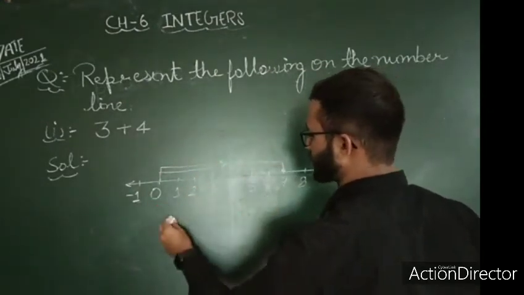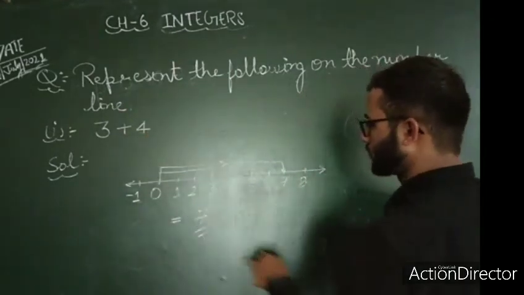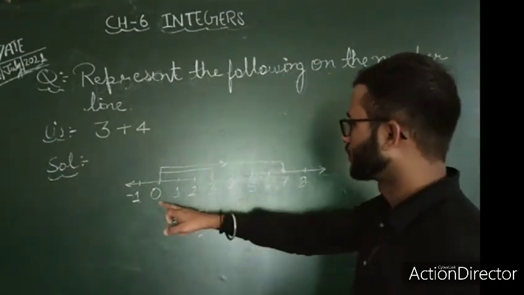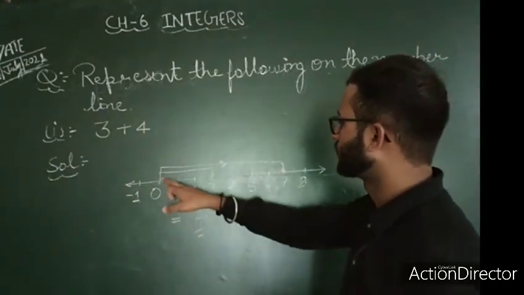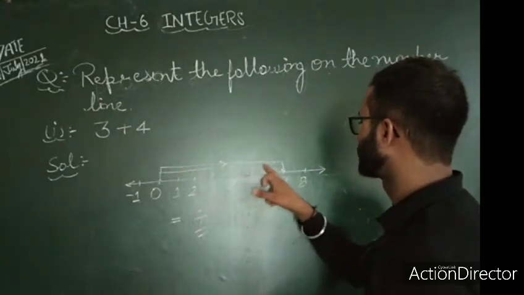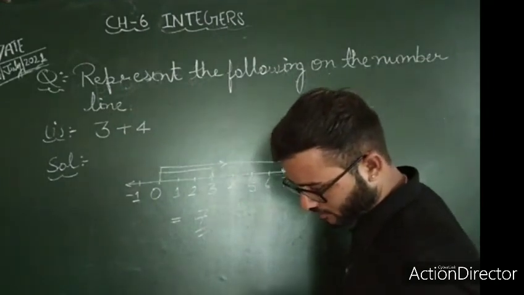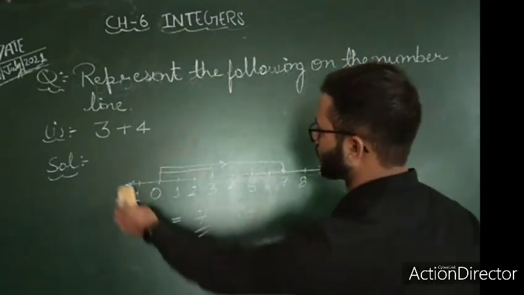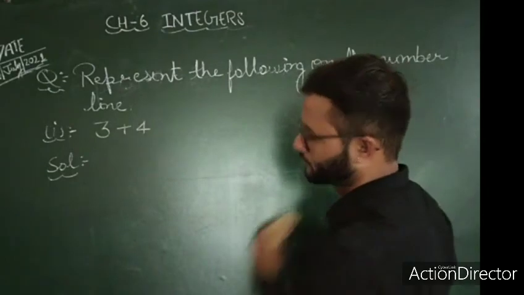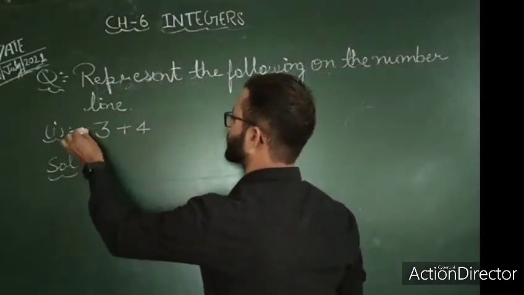So here we get 7 as a sum. 3 plus 4, 7. So here, total steps 7. 1, 2, 3, 4, 5, 6, 7. Now we take another example here. Minus 3 plus 4. Okay. So minus 3 plus 4.